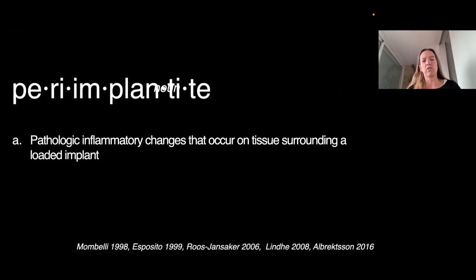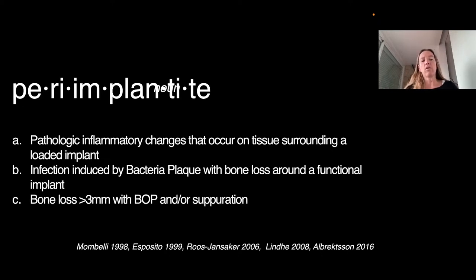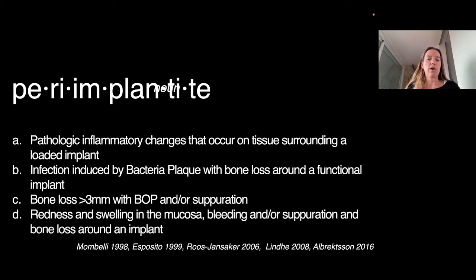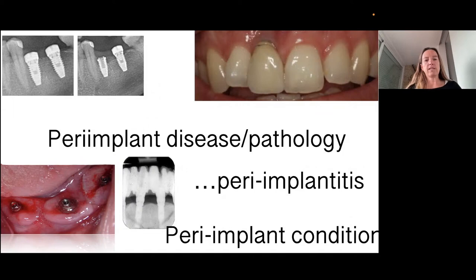Unfortunately, it's pathological inflammatory changes that occur in tissues around a loaded implant, can be induced by bacterial plaque, with bone loss around a functional implant, more than 3 millimeters of bone loss with bleeding on probing and or separation. And basically, it's described also as a redness and swelling in the mucosa, bleeding and separation around our implant, and bone loss. So this pathology, peri-implantitis, the peri-implant condition is something that we always have to be aware of.